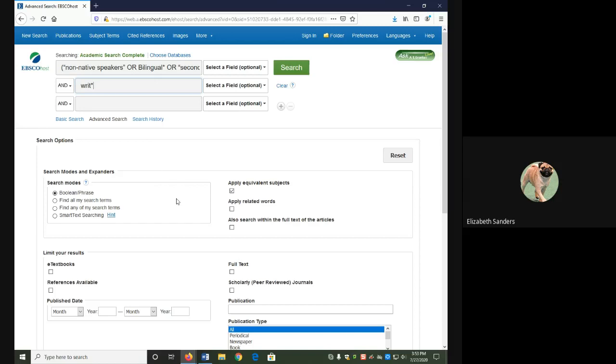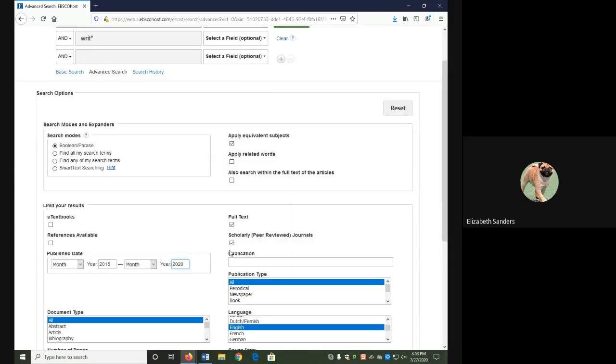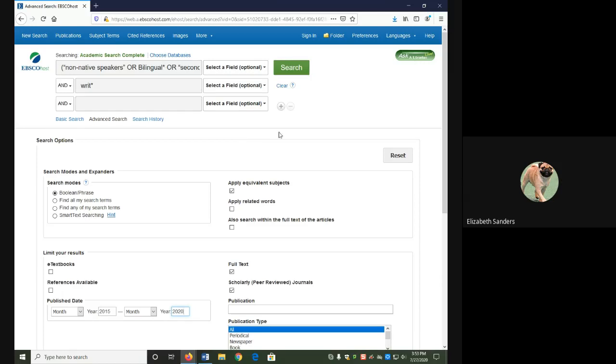Now I need to put the limiters that are in place from the scenario, which were full text, scholarly peer-reviewed journals, in the English language, all of these we've done before. For the 5-year range, under Limit Your Results, there's a section called Published Date. You don't have to indicate a month, just a year. So if I were doing 2020, a 5-year range would be 2015 to 2020. Now that I have all my limiters in place and I have my search phrase, I'm going to search.